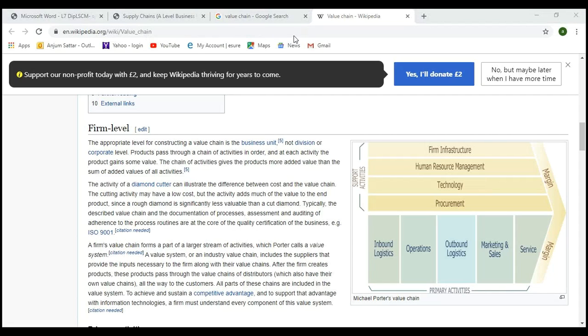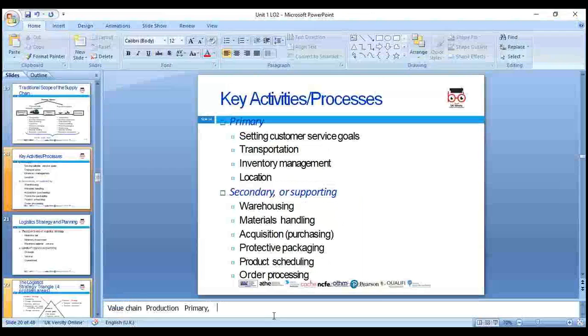So the production department is primary, but the storeroom and maintenance are secondary because they assist and promote it. If we don't have a secondary department, we'd say no problem, we don't need admin. But admin is very important. You can't function without admin.